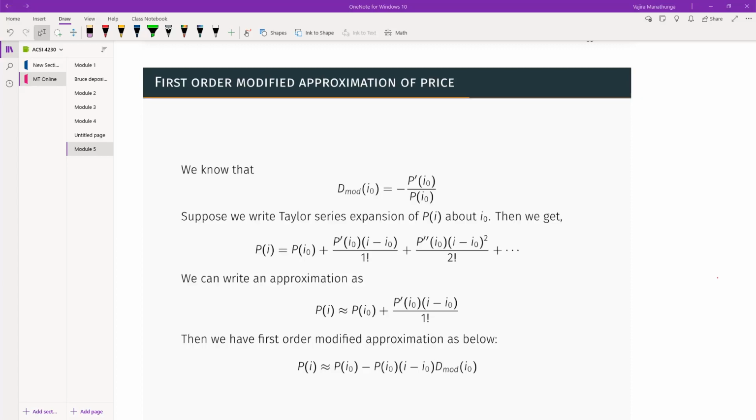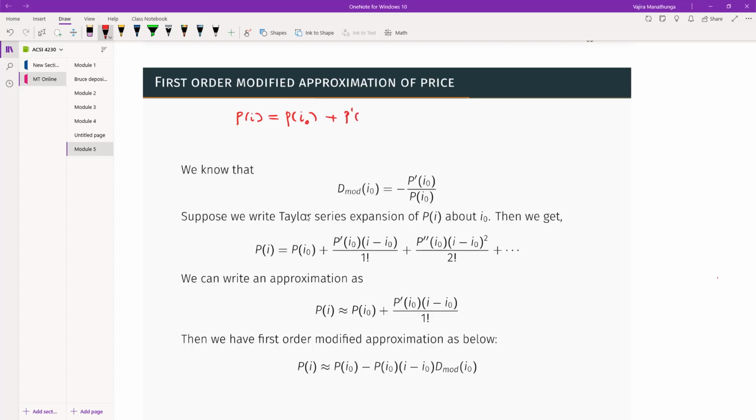So in this video, I want to discuss first order approximation of price using Macaulay and modified duration. And the first slide is about using modified duration. So we know that we can write price as a Taylor series, I mean, we can expand the price function as a Taylor series.